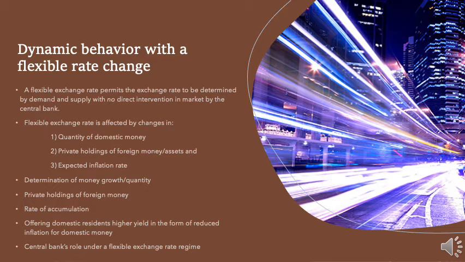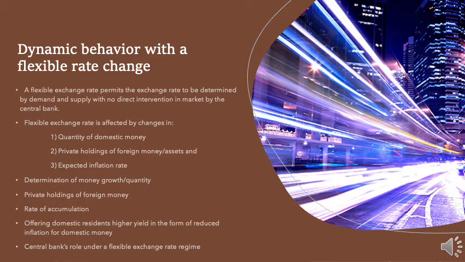Flexible exchange rate is affected by changes in three main factors, which are: 1. The quantity of domestic money. This is determined by government spending. If the government has a deficit budget, then more money will be created and the quantity of money will increase. 2. Private holdings of foreign money or assets. This is determined by the claims of private investors on the rest of the world due to exchange of goods across borders. Hence, the rate of accumulation of foreign money must equal the current account balance.